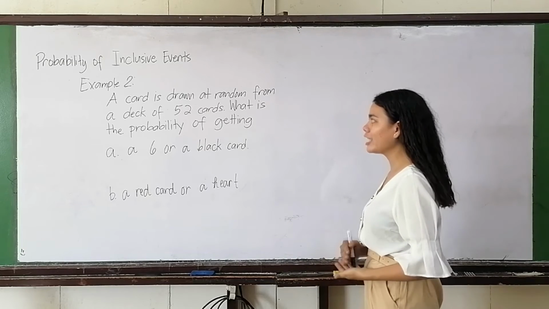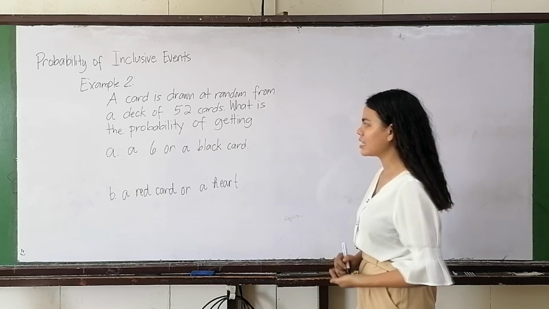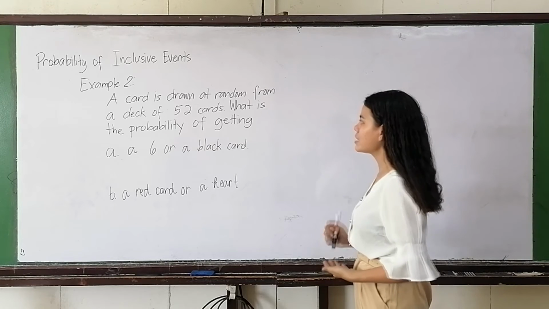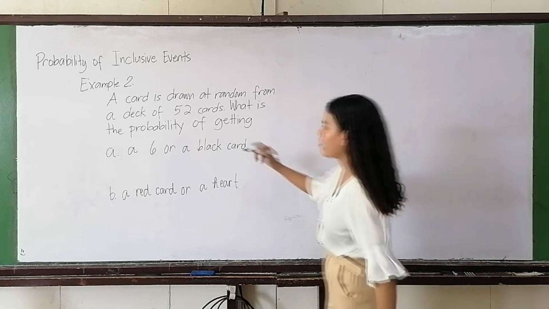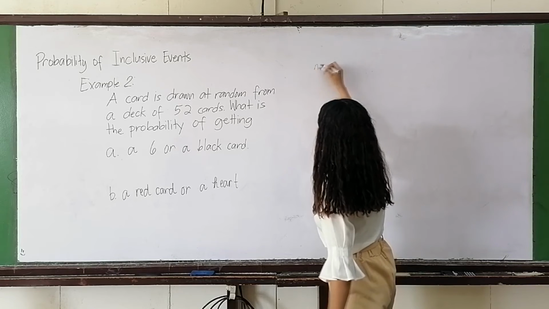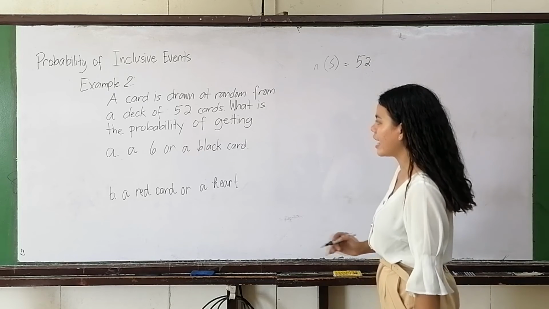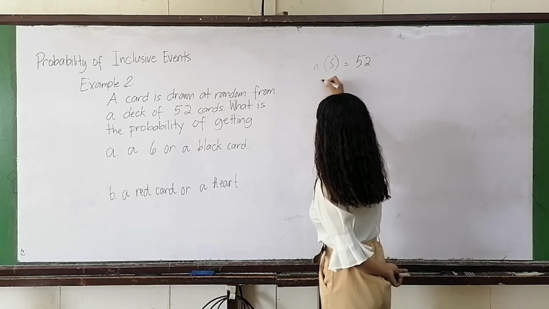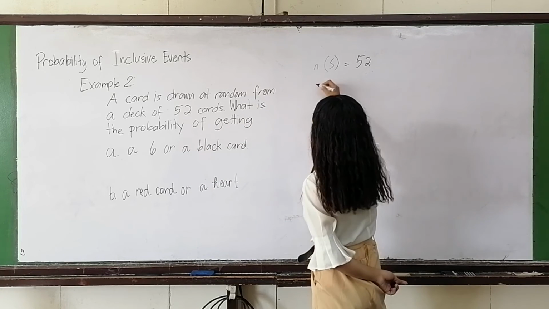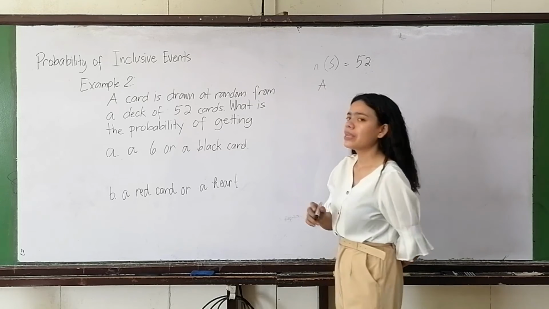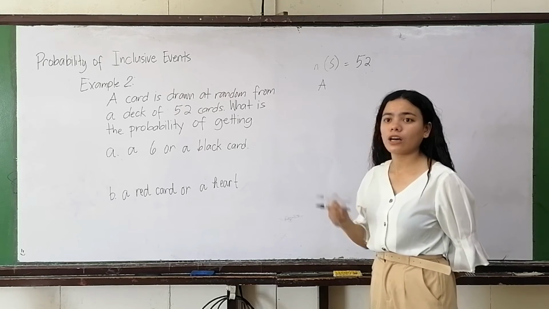Example number 2. A card is drawn at random from a deck of 52 cards. What is the probability of getting a 6 or a black card? So remember that since we have a deck of 52 cards, hence our N of S is 52. Now for letter A, let's say that event A is the event that we will get a 6. Now, we know that there are 4 cards numbered 6 in a deck of cards.